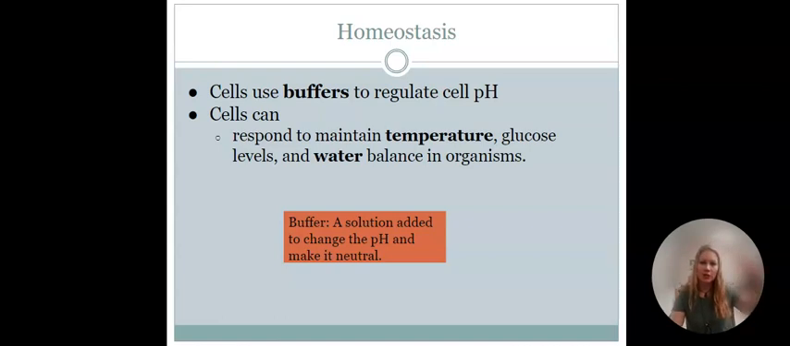So if the temperature gets too high, right, you have a fever, you're sick. If glucose levels, your blood sugar, are too low, you pass out, you get dizzy. Same thing with water, right? Are you dehydrated? You know, get some water. So all of these things need to be maintained in equilibrium. So we've got to maintain homeostasis.